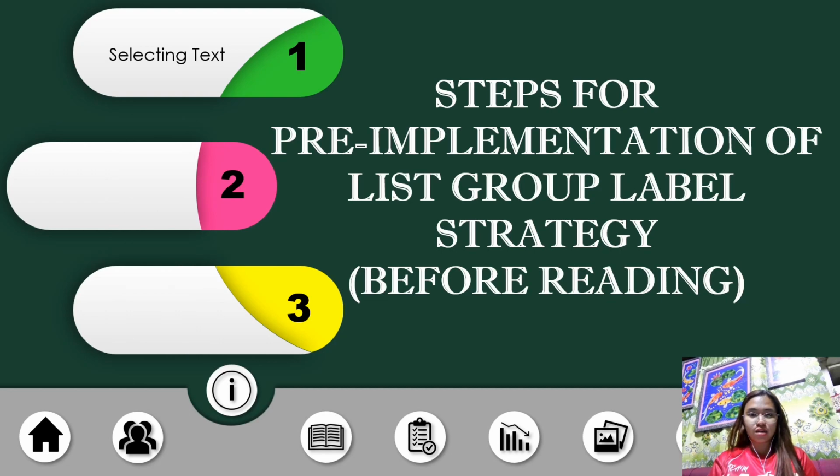selecting text. We must choose a reading passage or text that aligns with the learning objectives and vocabulary goals of our lesson. And for the next step, planning instruction. We must develop a plan for introducing the strategy to the students. Consider how we will explain the purpose of the activity. We must provide instruction for grouping and labeling. Also, we must facilitate students' engagement.